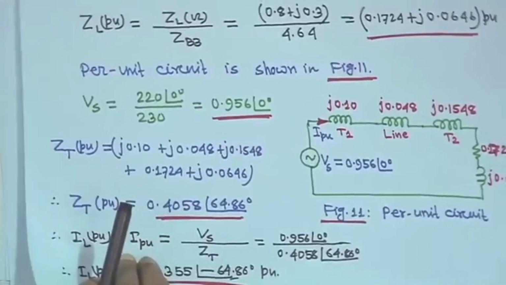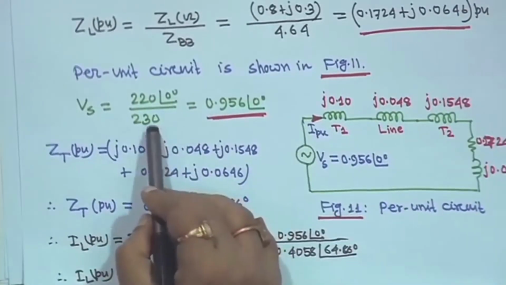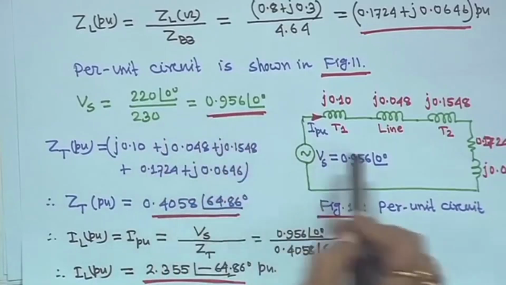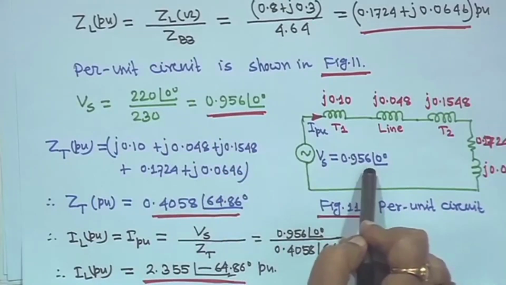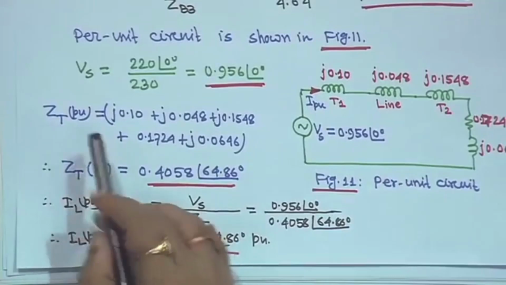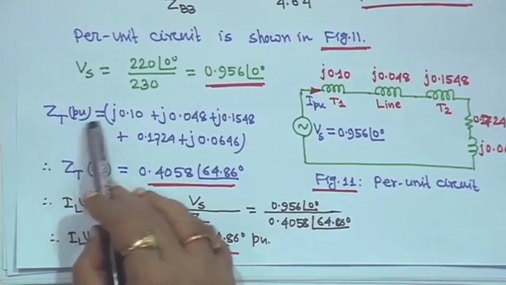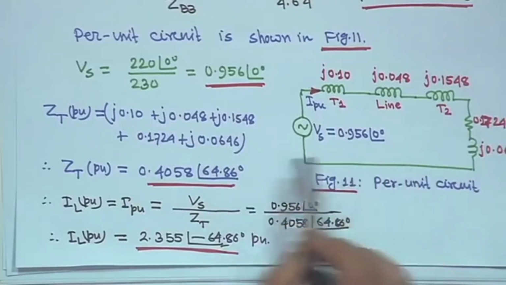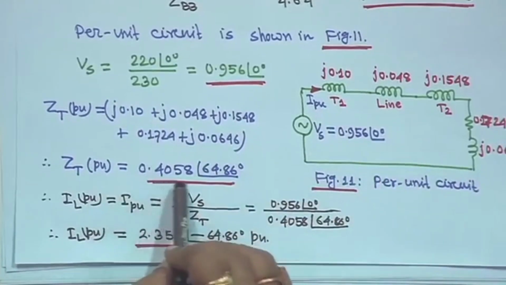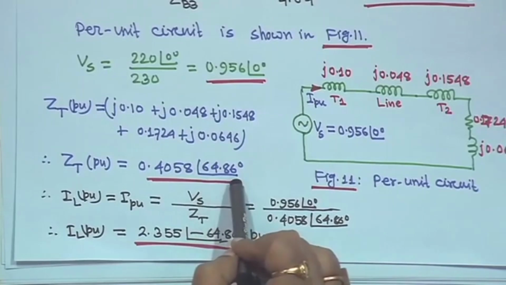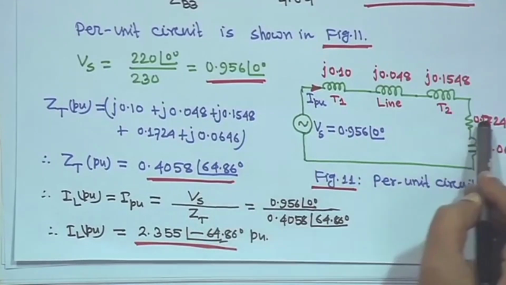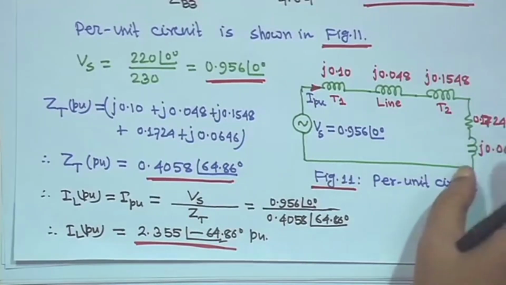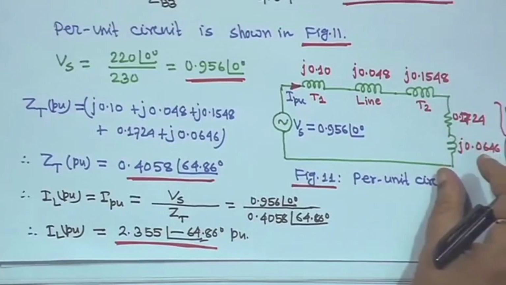Vs also is 220 angle 0 upon 230 as the base, so 0.956 angle 0, as I have told you. Therefore, the total per unit impedance, Z total, you sum it all up, and it will become 0.4058 angle 64.86 degree.